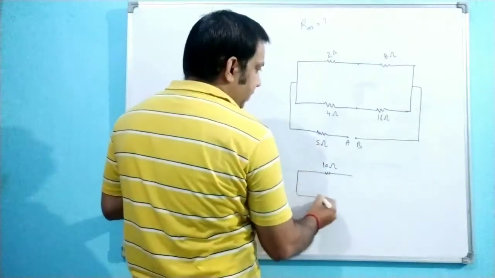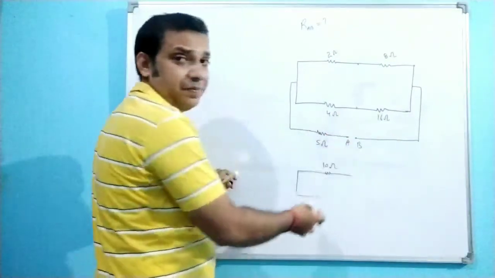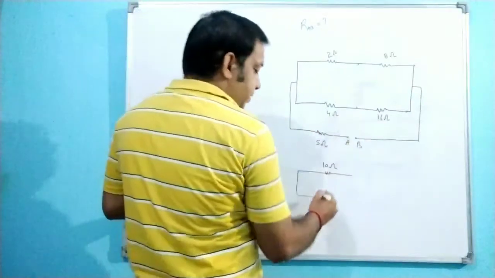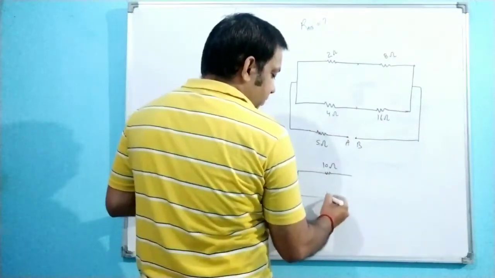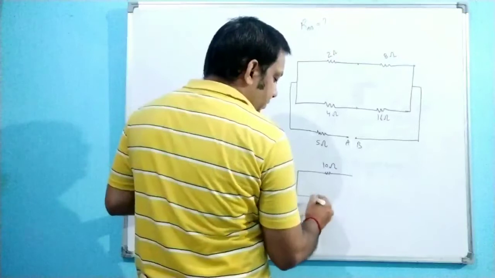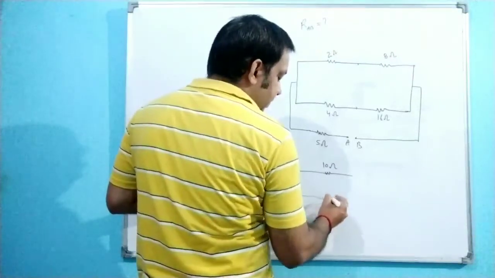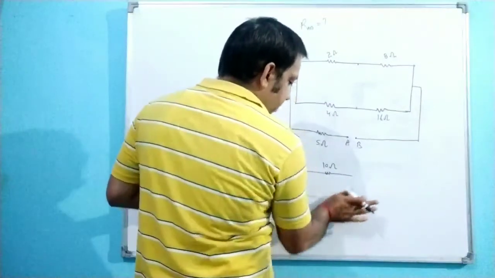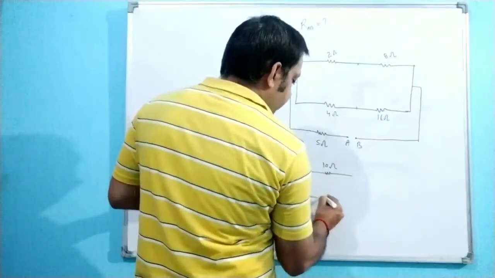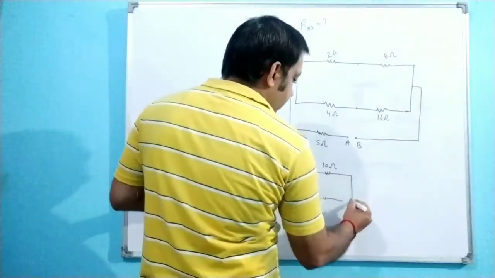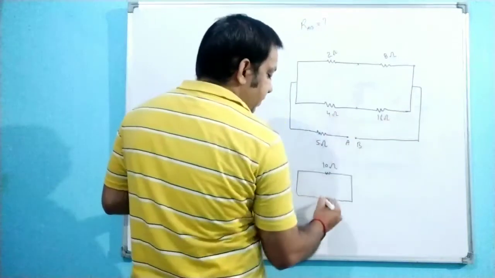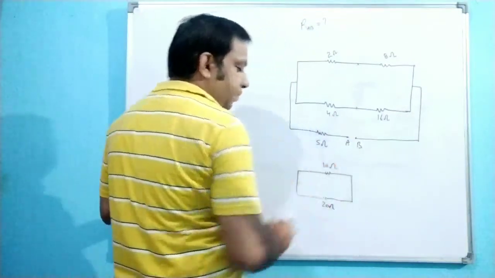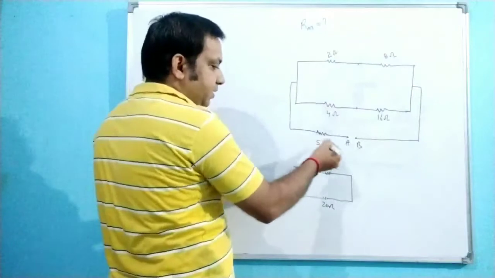And this 4 ohm plus 16 ohm, this is also in series combination. So in place of this one, you can also use one resistor of 4 plus 16, that will become 20 ohm. Clear? And now this combination is connected with this 5 ohm.